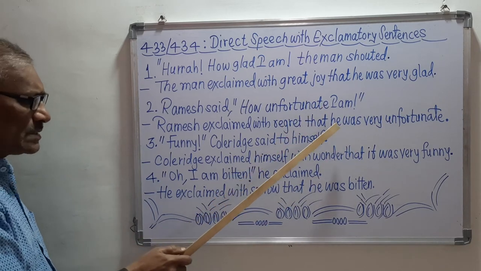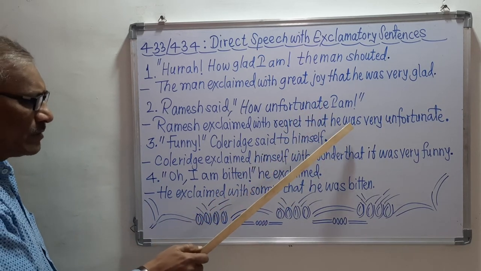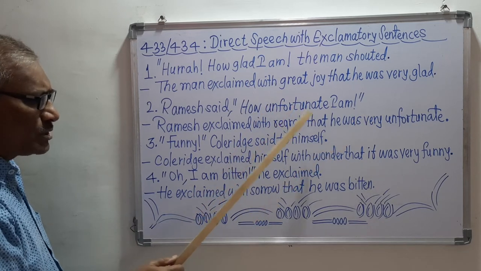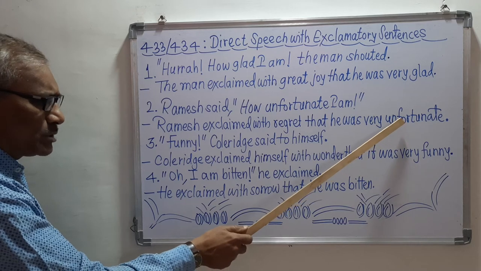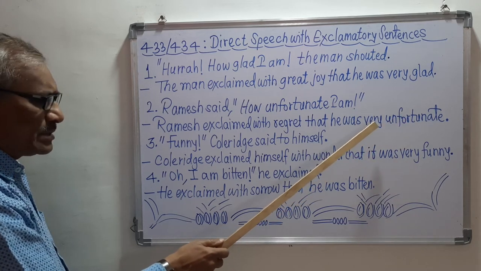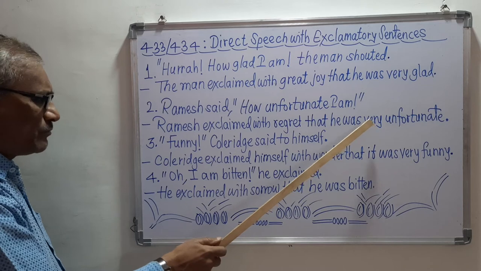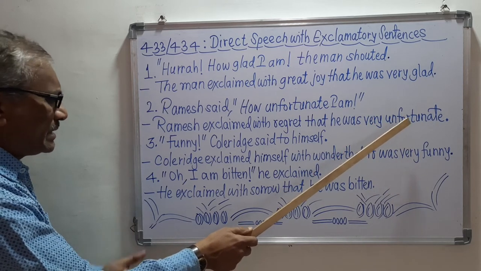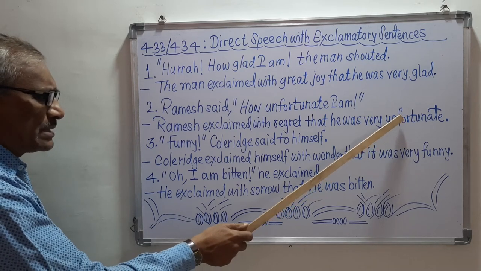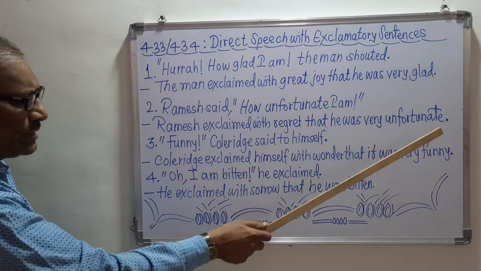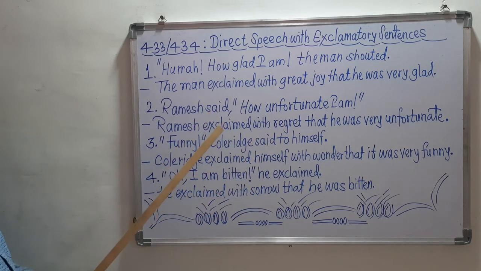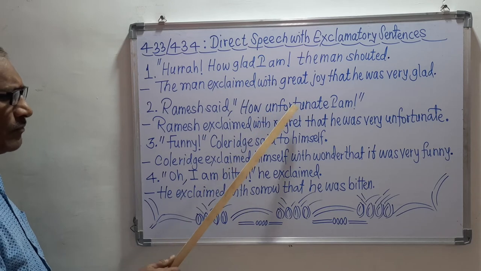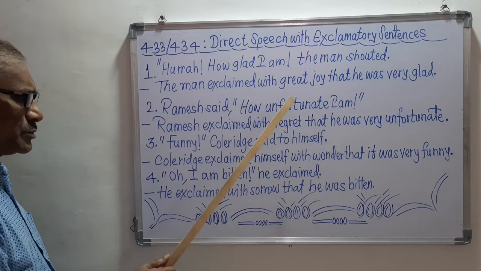So this I has become he, this am has become was, and this very will remain very, and unfortunate will remain unfortunate, because very is an adverb, it will remain the same. Then there is unfortunate, that is the adjective, and the adjective always remains the same, and here is the full stop. My point is that Ramesh said is the reporting verb part, and how unfortunate I am is the direct speech part.